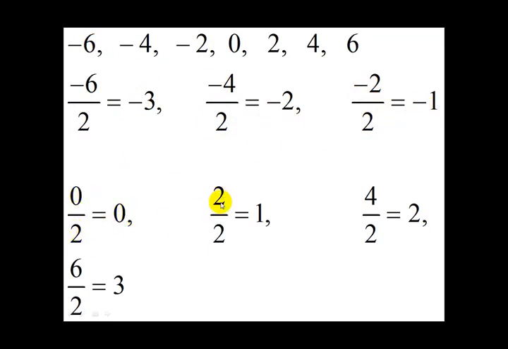2 divided by 2 equals 1. 4 divided by 2 equals 2. And 6 divided by 2 equals 3. So when we divide even numbers by 2, it leaves no remainder. And that is shown by the illustration we have here.